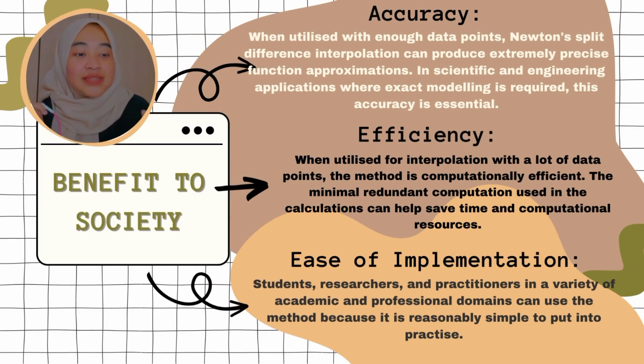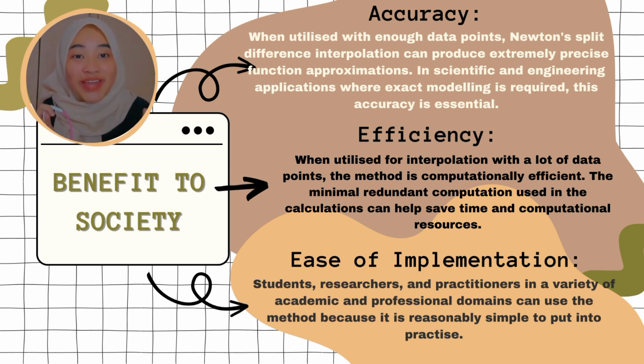Moving on, there are some benefits of Newton divided difference to society. The first one is accuracy. When utilized with enough data points, Newton's divided difference interpolation can produce extremely precise function approximations. In scientific and engineering applications where exact modeling is required, this accuracy is essential. The second one is efficiency. When utilized for interpolation with a lot of data points, the method is computationally efficient. The minimal redundant computation used in the calculation can help save time and computational resources.